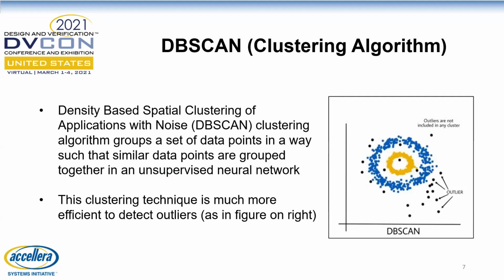The clustering algorithm, DBSCAN, that is the density-based spatial clustering of applications with noise algorithm, groups a set of data points in a way such that similar data points are grouped together in an unsupervised manner. This clustering technique is much more efficient to detect outliers. As we can see in the figure, the data points represented by the black dots are outliers that lie outside the grouped area.